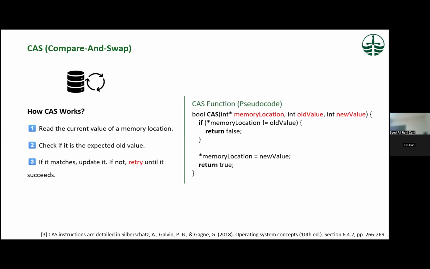Now, this is a simple function of the CAS operation, and this function takes 3 parameters: the memory location, the old expected value, and the new value. At this point, we check if our memory location is holding our expected value. If it is not, we return false, and maybe we can go for a loop to retry. If it is holding the expected old value, then we update it with the new value atomically, and the process is complete.